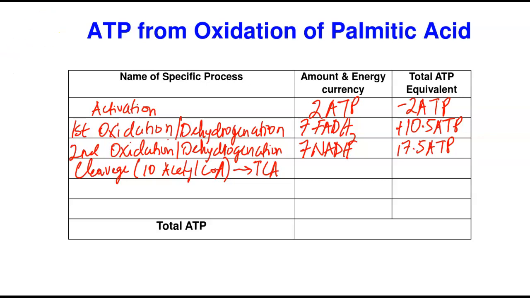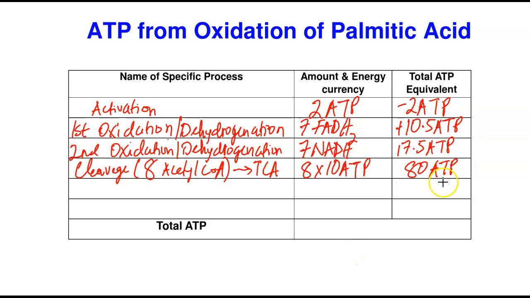Please take note. This is 8 acetyl-CoA because it's 16, and 16 divided by 2 is 8. Remember, anytime 1 acetyl-CoA goes through TCA, it generates 10 moles of ATP. So it's going to be 8 acetyl-CoA times 10 ATP molecules, and 8 times 10 is going to give us 80 ATPs.